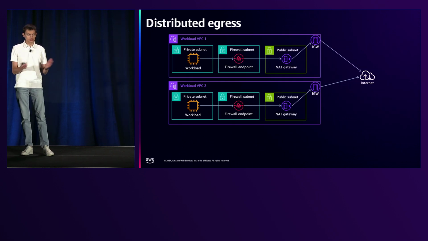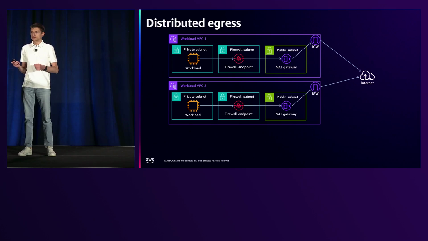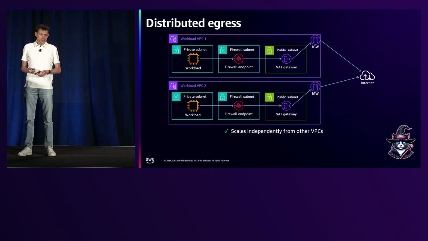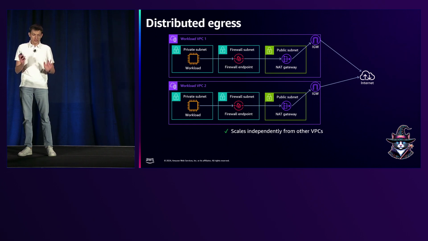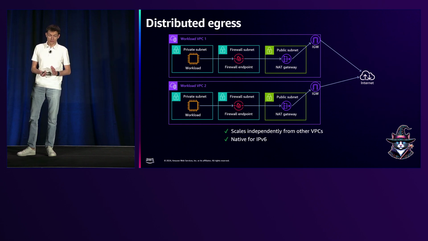OK, so an alternative to this would be distributed egress. In this case, we will put a firewall endpoint and NAT gateway in every single workload VPC. So the main benefit is that now we scale independently from other VPCs. We limit the blast radius only to a single VPC. It is native for IPv6.